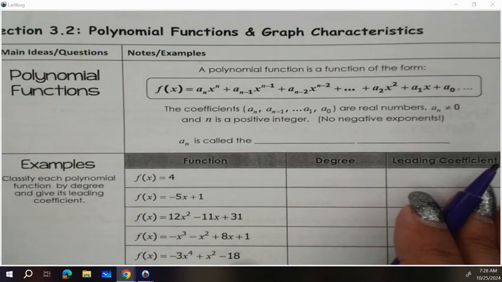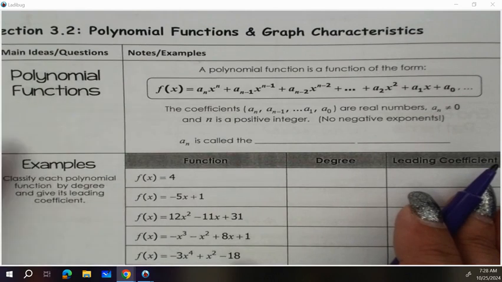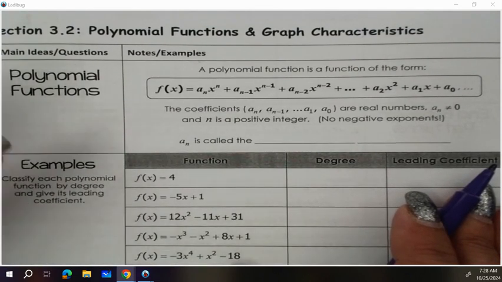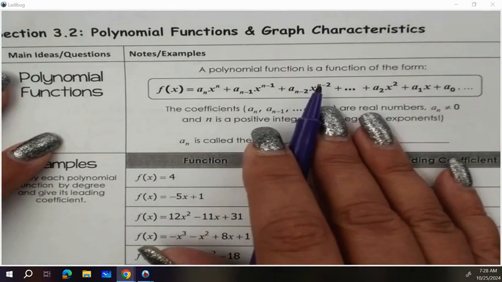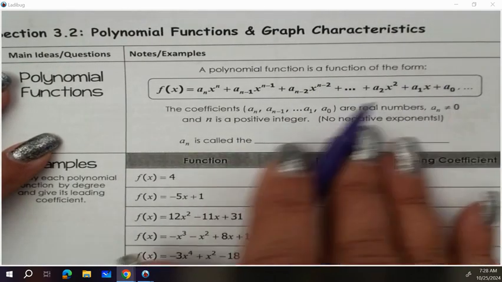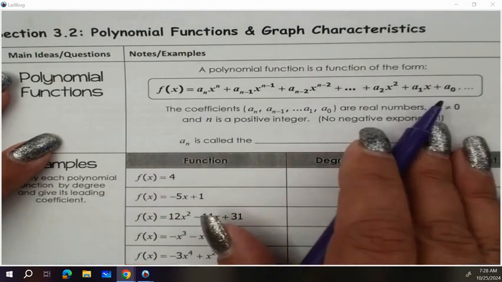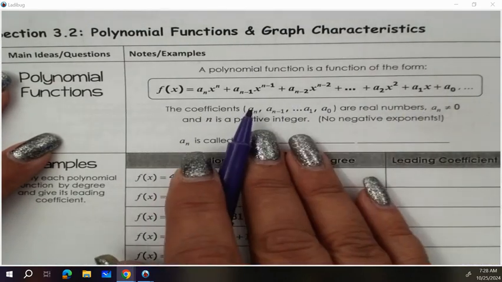But before we get to that, we've got to talk just a little bit more about what a polynomial function means and a little bit more about our degree and what we call the leading coefficient, because we use all that stuff to graph. So a polynomial function is a function of the form, and this is a lot in this box, but don't be overwhelmed by the notation in this box.